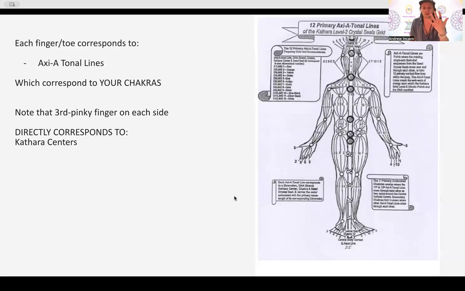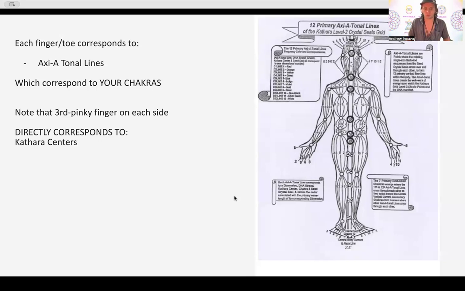So I have a ring on my left pointer finger. If we take a look at the chart, your left pointer finger corresponds to chakra 1. It corresponds to Axi-A tonal line 1, which correlates to chakra 1. So basically, by having this obsidian ring, obsidian is like a power stone. It increases your power. It pulls more frequency in, or pushes it out. It can do both.